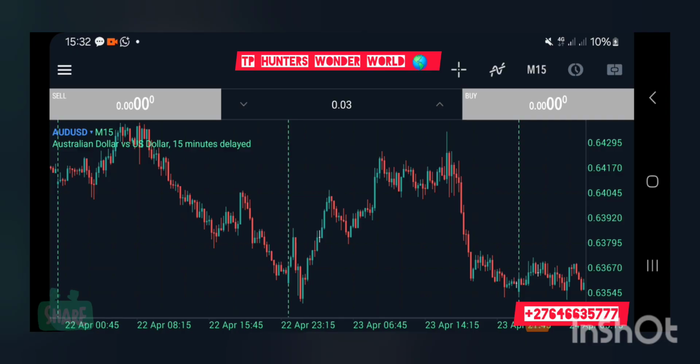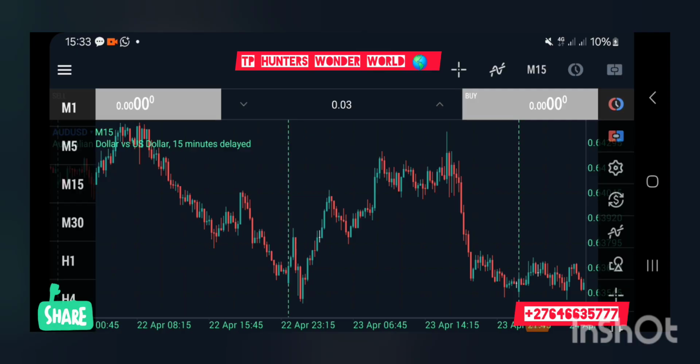Let me define this clearly. The buy side liquidity refers to the zone just above recent highs where retail traders place their stop losses or buy stops. Then it's vice versa. Sell side liquidity refers to the zone just below the recent lows where sellers put their stop losses or sell stops. Let me just give you an example.